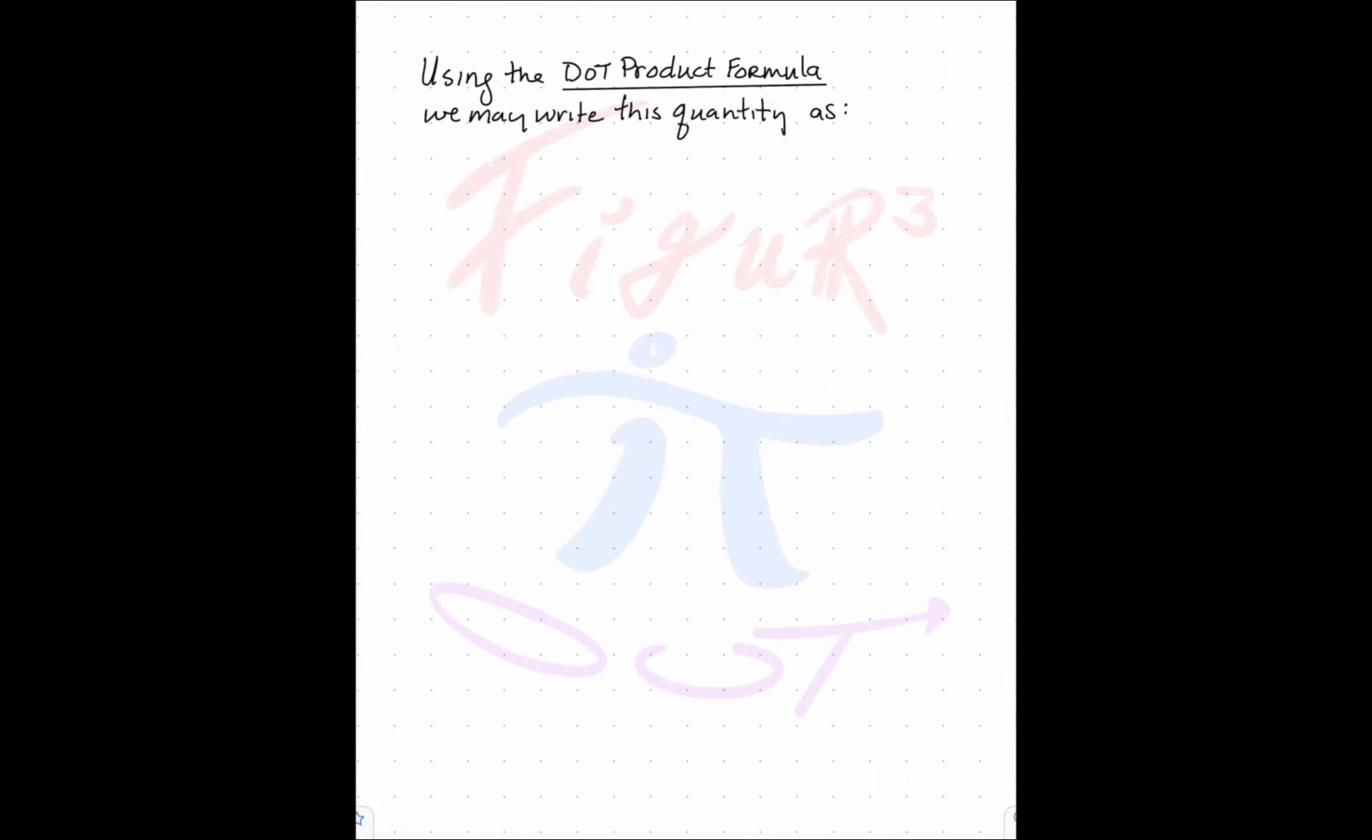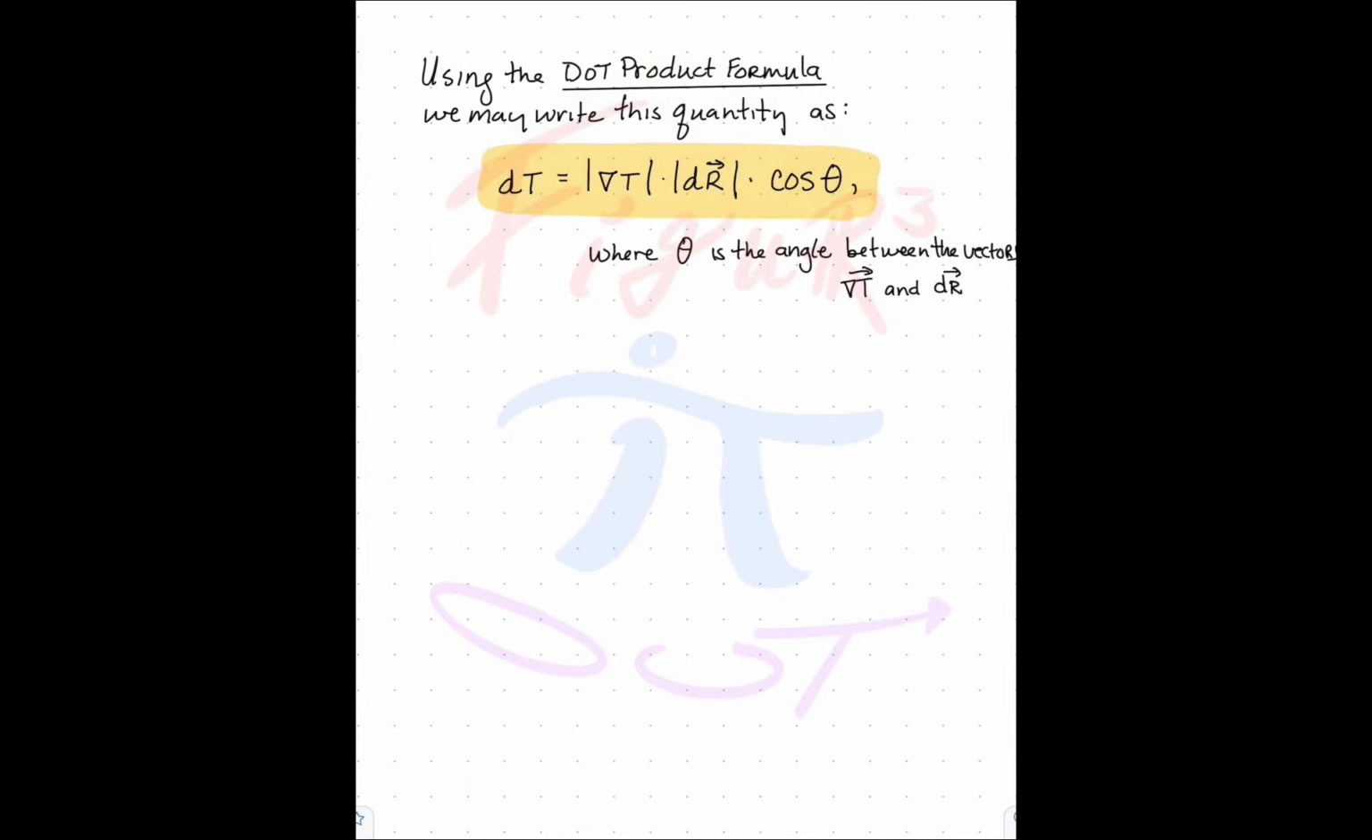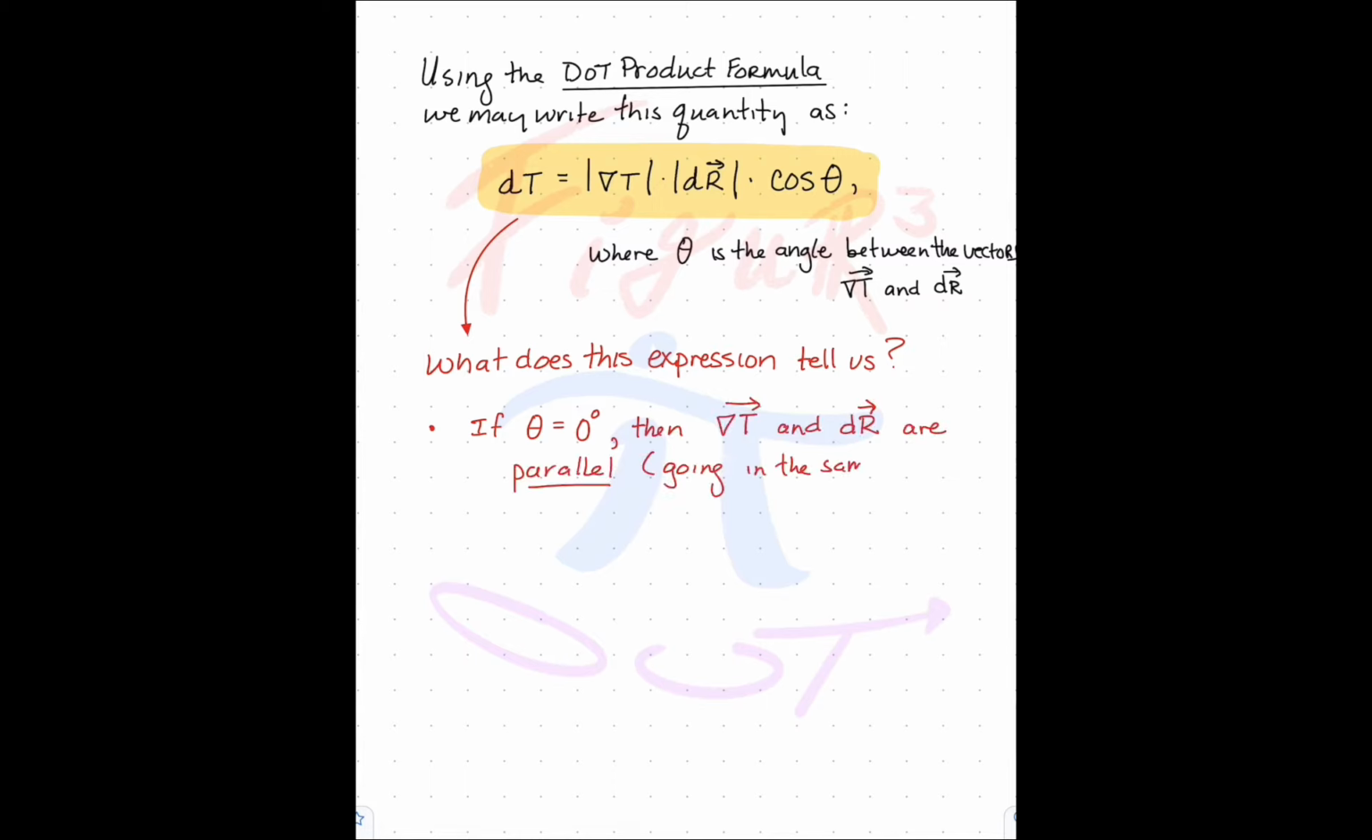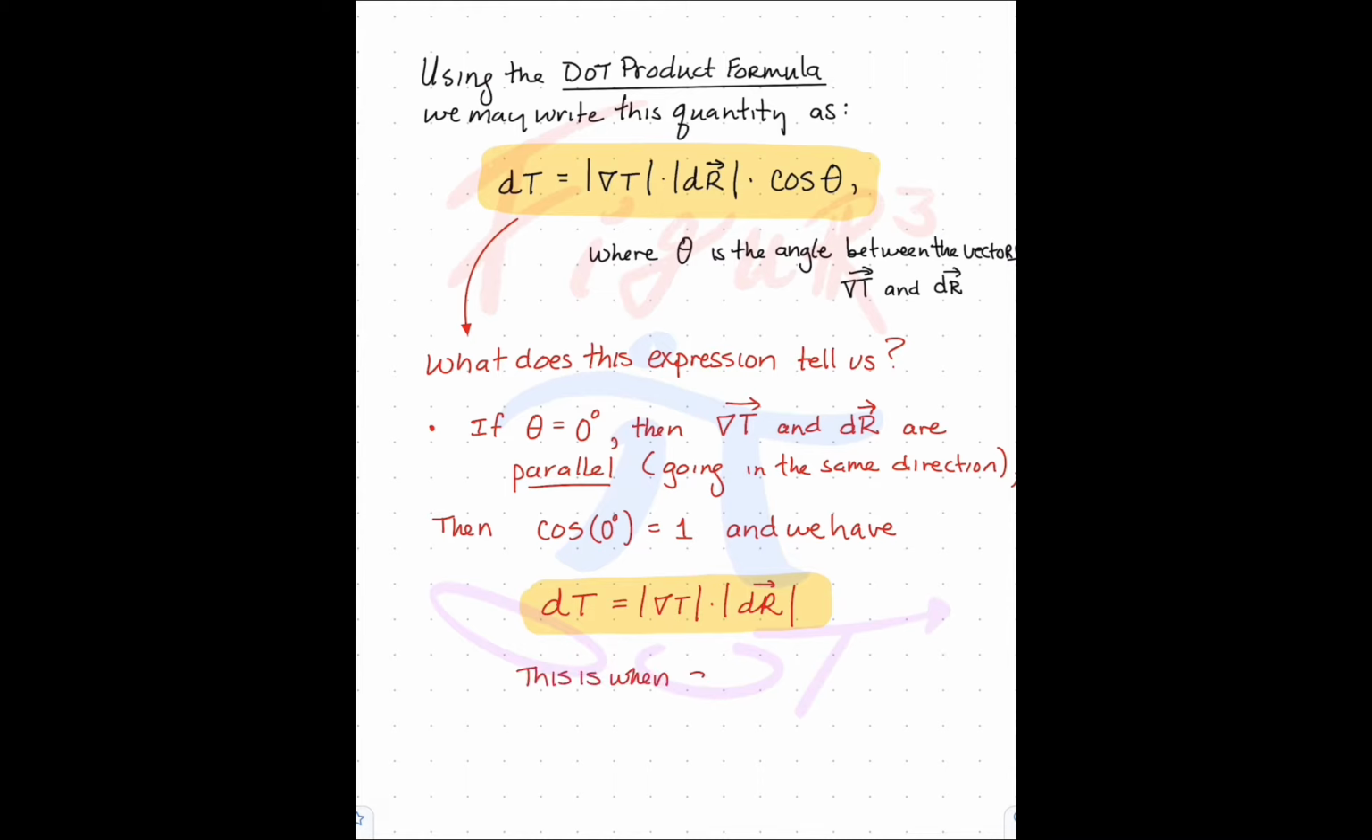Now, if we use the dot product formula that we're used to with vectors, but now with this particular dot product, we get an association with not only the magnitudes of these vectors, but also the direction angle between those two vectors. So, what does this expression tell us? If the angle happens to be 0 and those two vectors are parallel, going in the same direction, then the cosine is going to reach its maximum value of 1, and the change in temperature will then also be maximal along that direction.